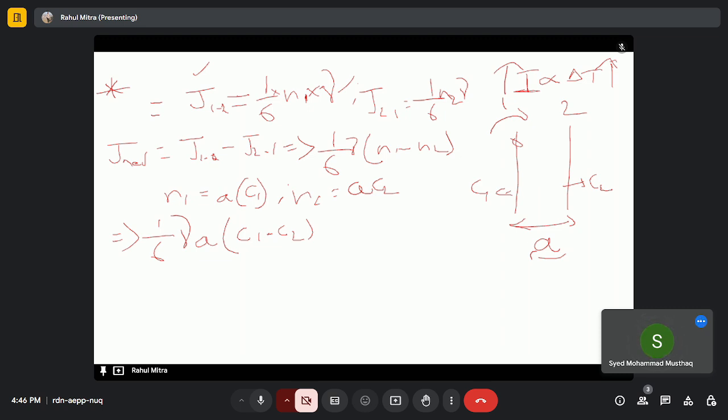Because if we only talk about the concentration gradient, the concentration gradient term can verify the downhill diffusion. For example, if we have a higher concentration at one surface and a low concentration at another, then the atoms will travel from 1 to 2. This is normally called downhill diffusion.